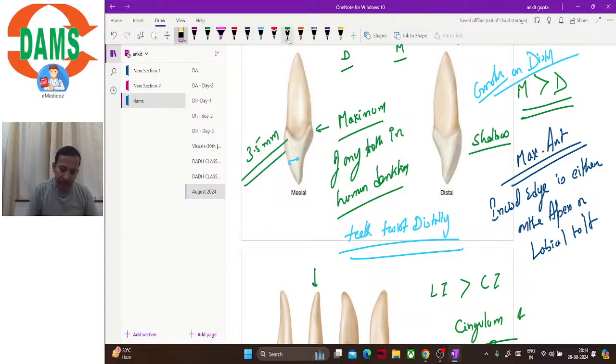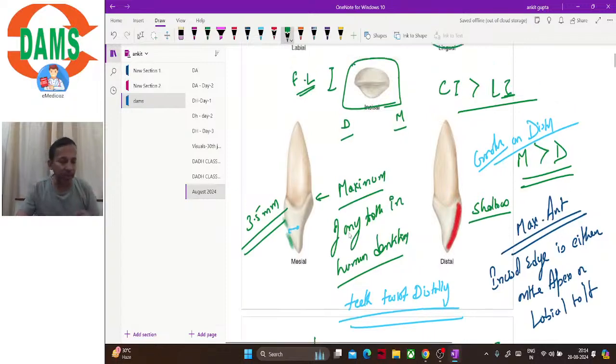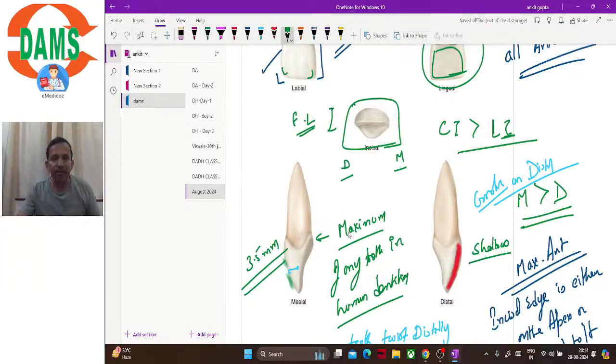As you can see here in this diagram, more of the labial surface is visible from the distal view as compared to the mesial view, where minimal or no labial surface is visible. And that is the reason the thickness of the crown appears greater on the distal view as compared to the mesial view. So the crown is not really thick on the distal side. It's just that its position makes it appear thicker, right? So if there is anything that you would like to ask, you can ask me, or we can move to the lateral incisor.